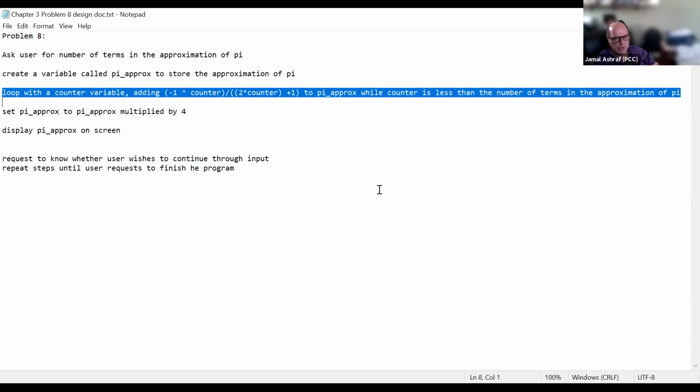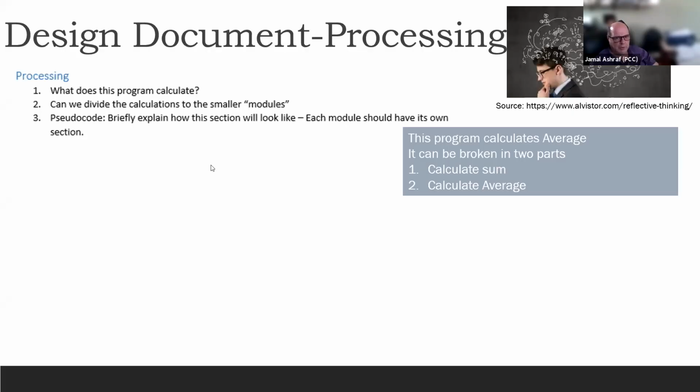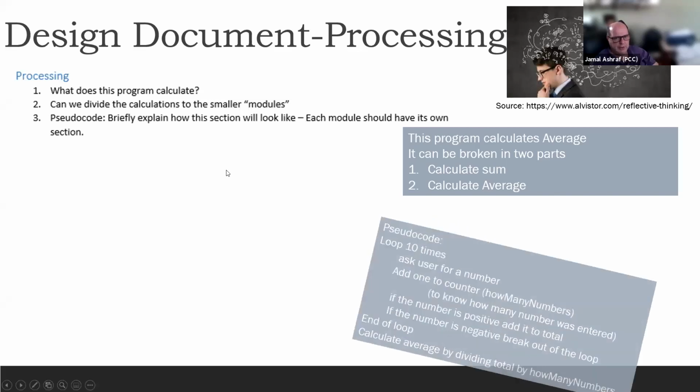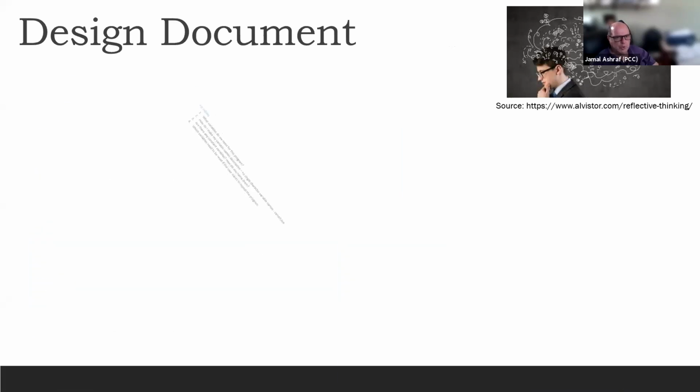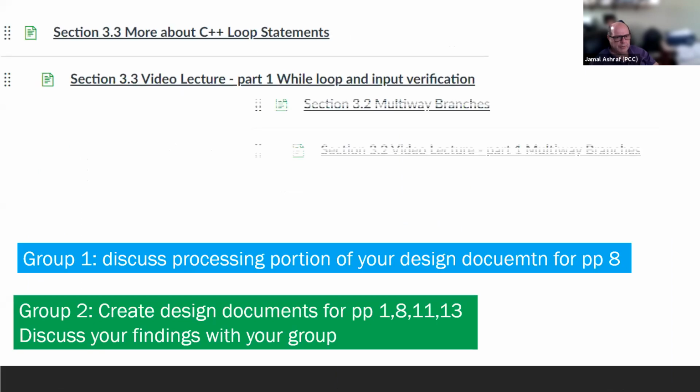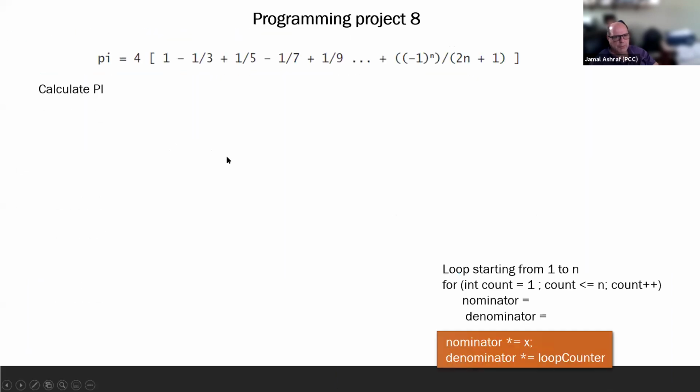Okay, I'm going to switch to my screen, and then I'm going to talk about the way that I do it, and then we can go from there. So for number 8, let me go over these things. In the processing, I said, okay, what is it that I'm calculating? I'm calculating the pi. This is the formula. Now, can I break it down? Yes, I can break it down.